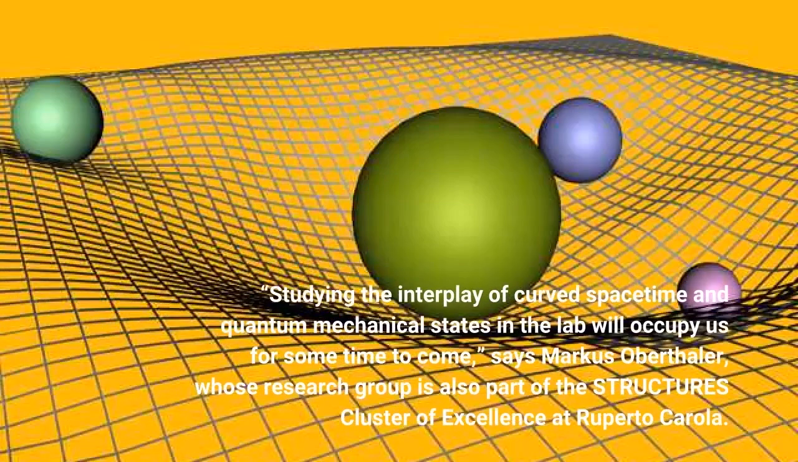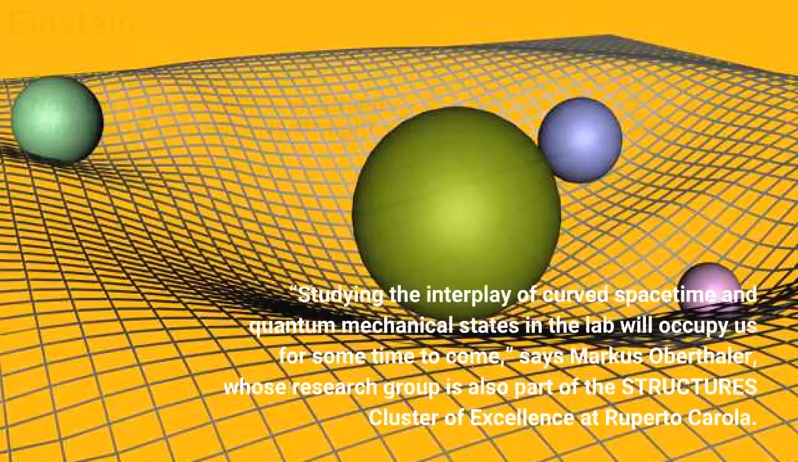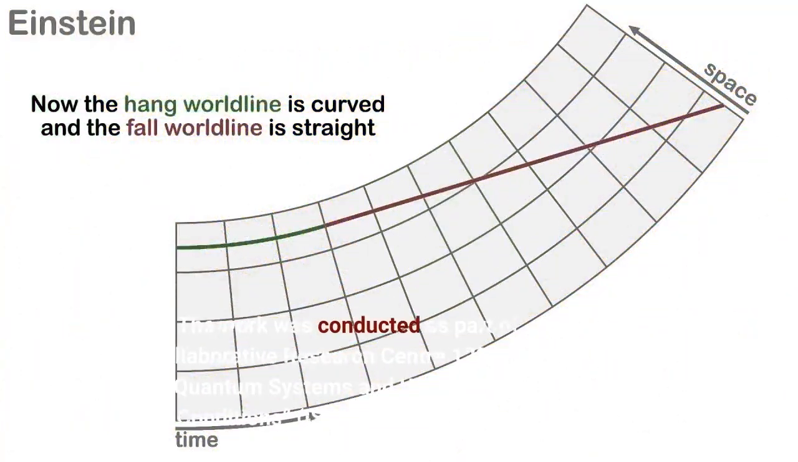Studying the interplay of curved spacetime and quantum mechanical states in the lab will occupy us for some time to come, says Marcus Oberthaler, whose research group is also part of the Structures Cluster of Excellence at Ruperto Carola. The work was conducted as part of Collaborative Research Center 1225, Isolated Quantum Systems and Universality in Extreme Conditions, ISAQUANT, of Heidelberg University.